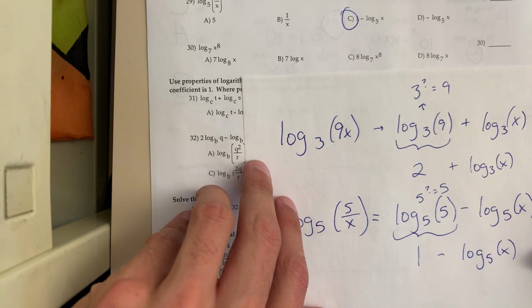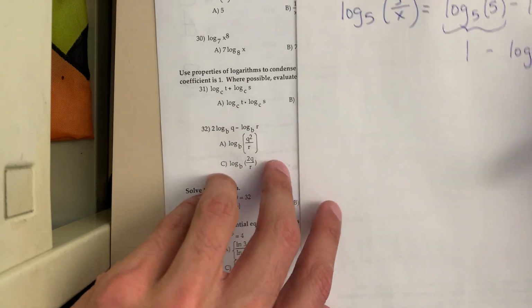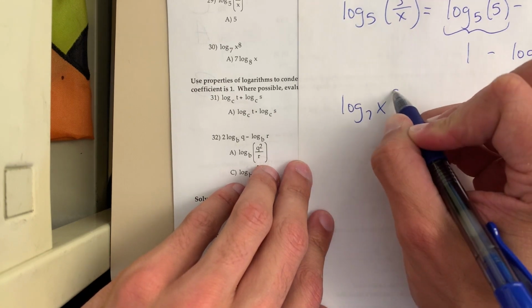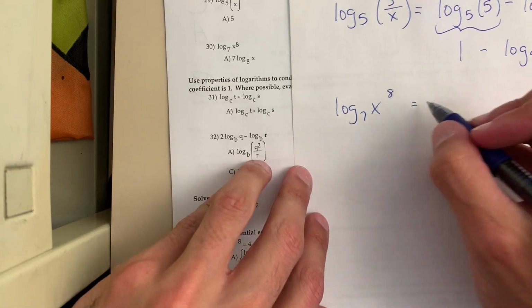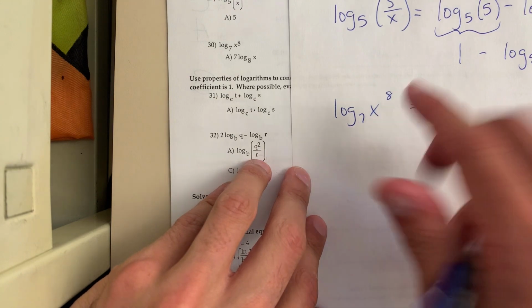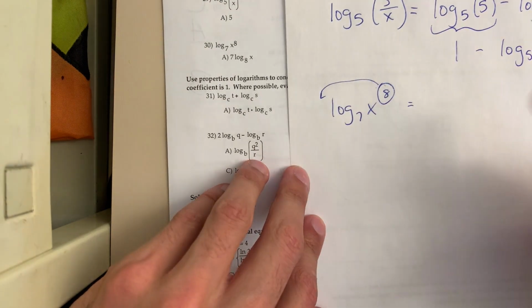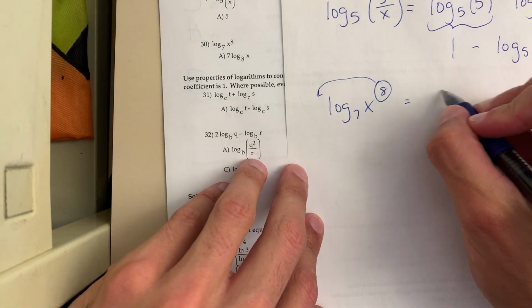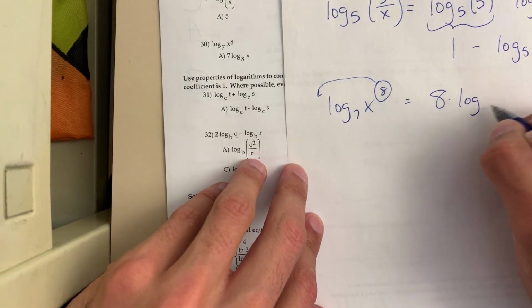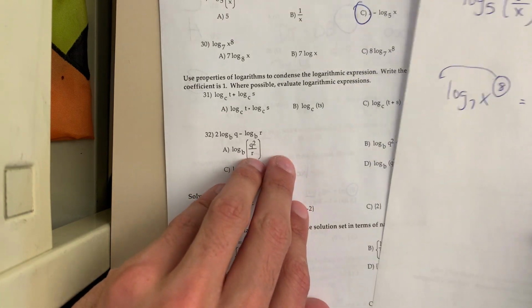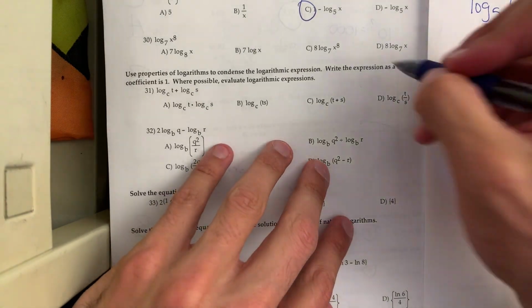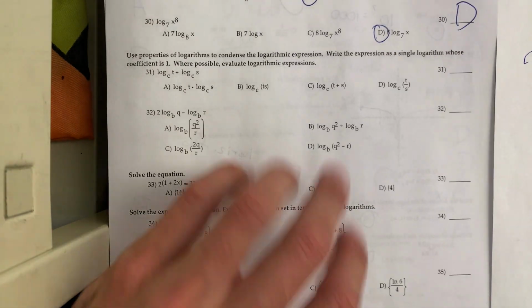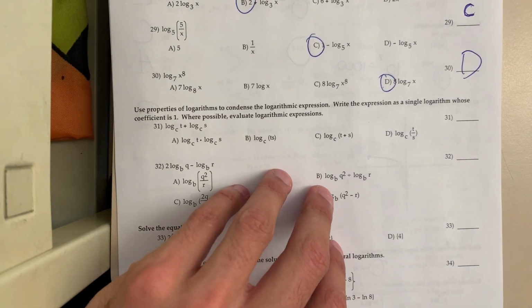All right, and then 30. This one is called the power rule, the last one. Log base 7 of x to the 8th. We talked about how when there's a logarithm of something raised to an exponent, that exponent can be moved out front as a coefficient. So this would be the same as 8 times the logarithm base 7 of x. I can't really simplify that any further, but that would go with letter D here. So that's how I simplify those logarithms using my 3 rules.